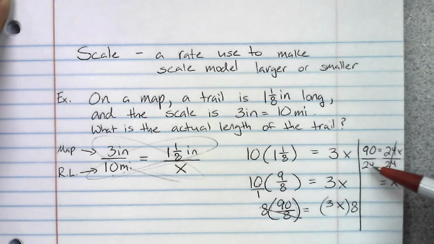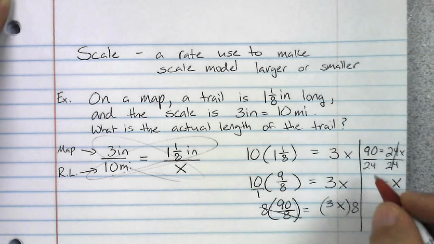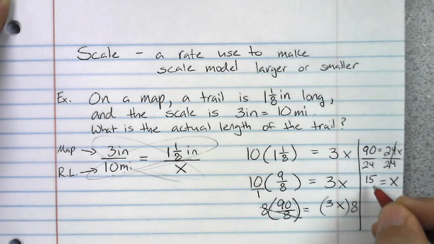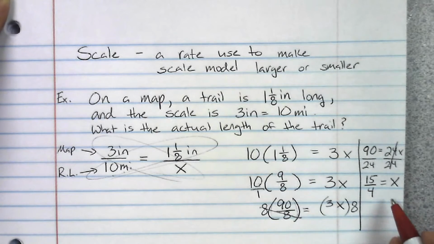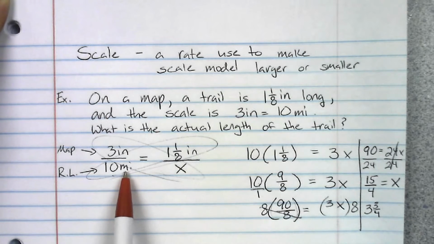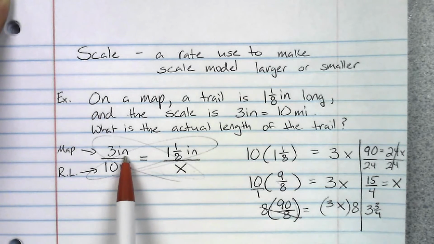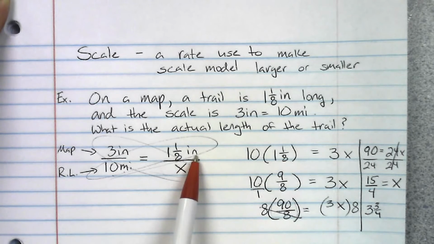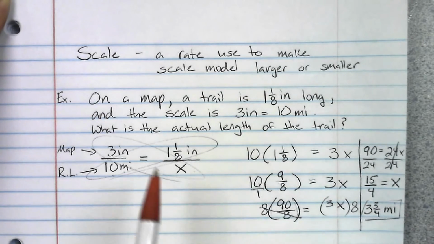Now I can reduce this. 24 and 90 are both divisible by 6. 6 goes into 90 15 times, and 6 goes into 24 4 times. So I could say that x equals 15/4, which as a mixed number would be 3 3/4. Now remember, real life, my terms were miles. If it's miles here, that means it's going to be miles here. Just like on my map, inches translated to inches. So this final answer is 3 3/4 miles.